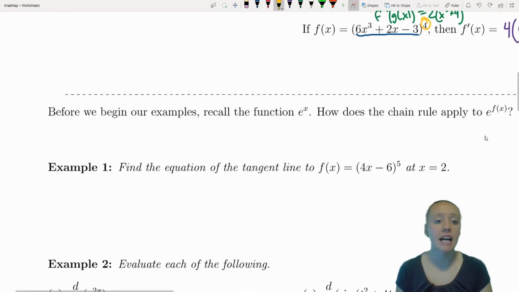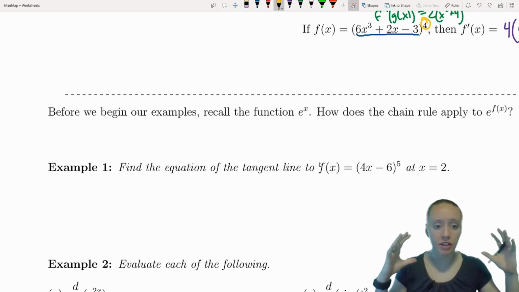Now, before we really dive into this worksheet, let's revisit the function e to the x. Remember, e to the x is the only function where the derivative of e to the x is itself, e to the x. So how exactly does the chain rule apply to e to the x when our x is really some function of x?